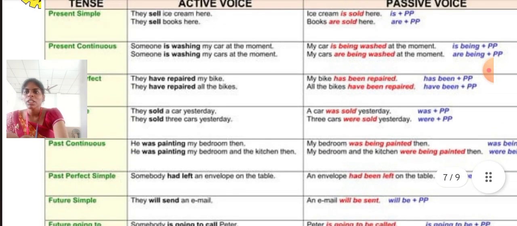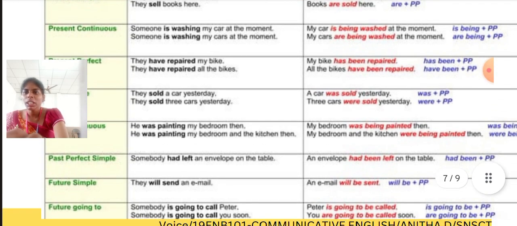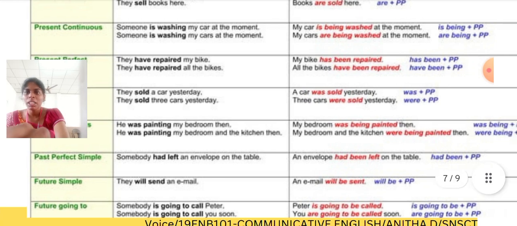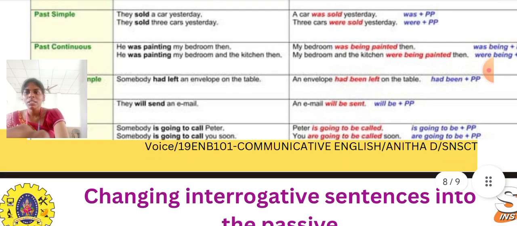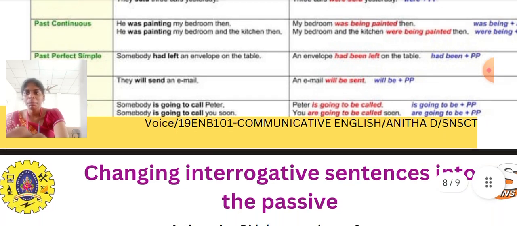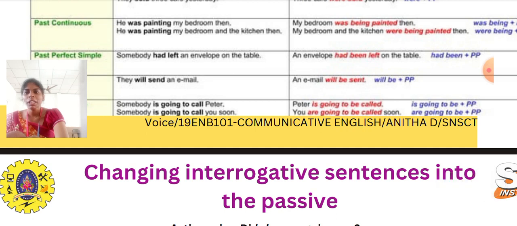And present continuous: someone is washing my car at the moment. My car is being washed at the moment. Okay, is being plus past participle. In present perfect simple: they have repaired my bike. My bike has been repaired. And in past simple: they sold a car yesterday. The car was sold yesterday. In past continuous: he was painting my bedroom then. My bedroom was being painted then.